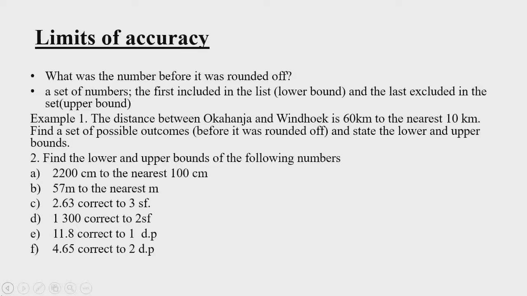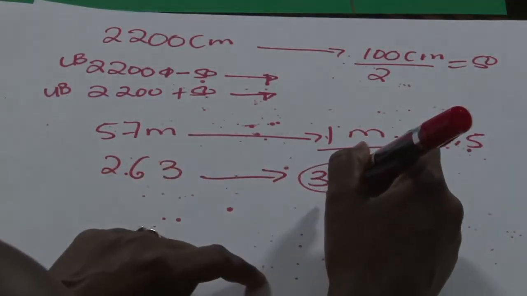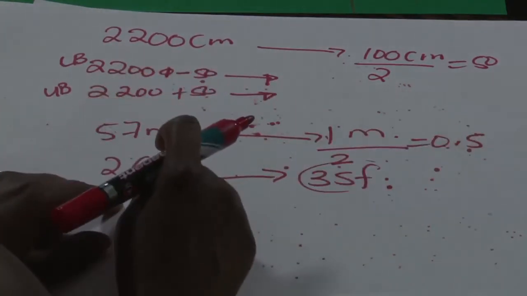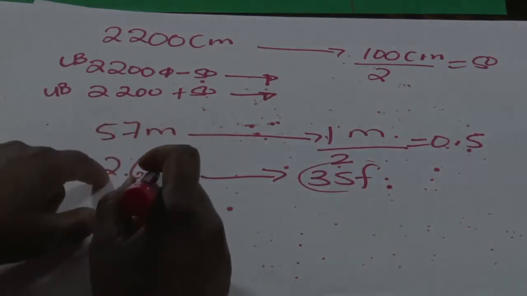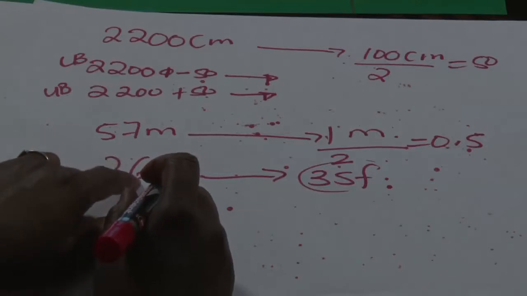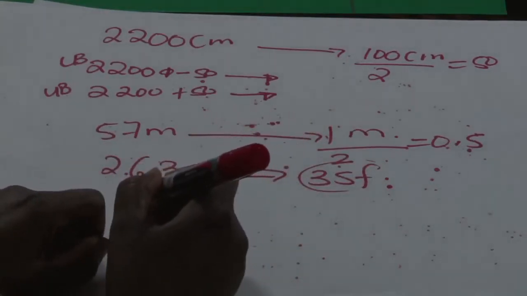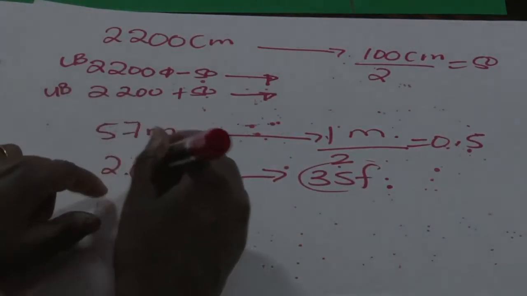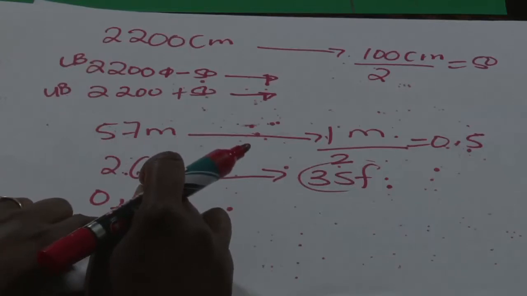The next one is 2.63 correct to 3 significant figures. When it comes to significant figures, you don't take 3 and divide it by 2. Not at all. You come to your numbers. Which one is the third significant? 2 is the first significant, 6 is the second significant, and 3 is the third significant. You underline that and then you put a 1 under it. Under the other numbers, you just put 0, and there's a decimal point here.